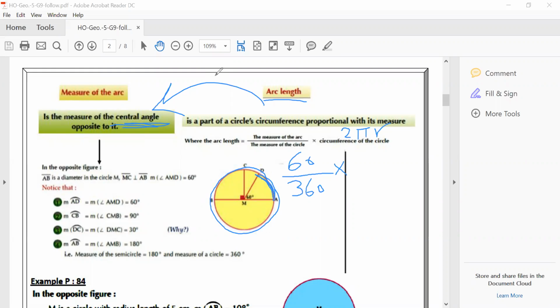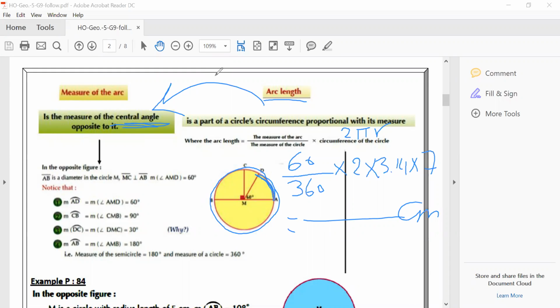So to complete the rule, it is 60 over 360 times 2πr. π will be given, for example, 3.14, and also the radius or the diameter, one of them will be given. For example, if the radius is 7, you will calculate it, and the unit will be centimeters. This is the length of the arc.